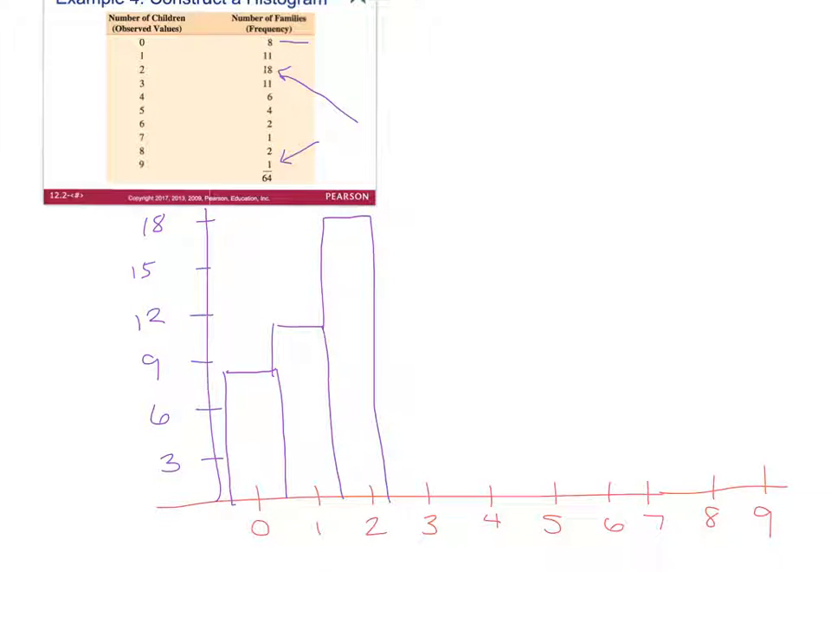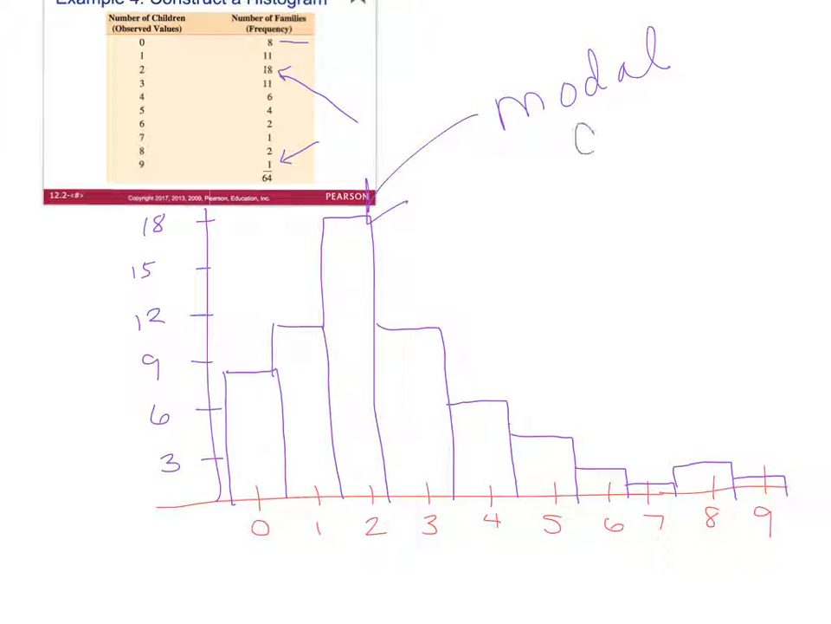3 children was 11. 4 children was 6. 5 children was 4. 6 children was 2. 7 was 1. 8 was 2. And 9 was 1. And so now you have your histogram. Now every once in a while they're going to ask you which one is the modal class. The modal class is just the one that happened the most often. So our modal class would be 2 children.